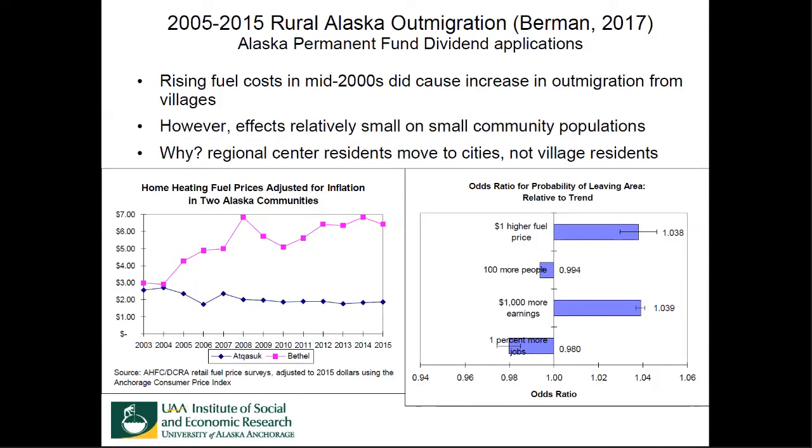So this is just a little side note here. We had access to other microdata in Alaska that are unique to Alaska that we could use to see if we got different results than we did with census data. And in these studies we were looking at how fuel costs might have increased outmigration from rural Alaska, using data from the Alaska Permanent Fund Dividend applications.